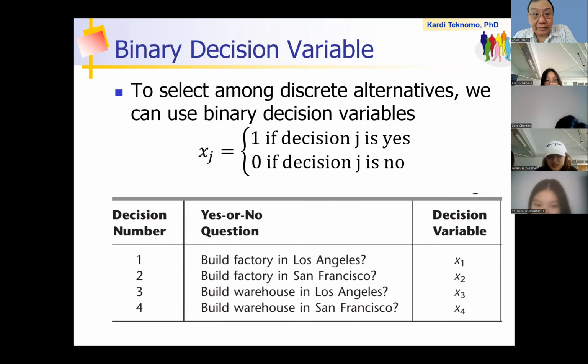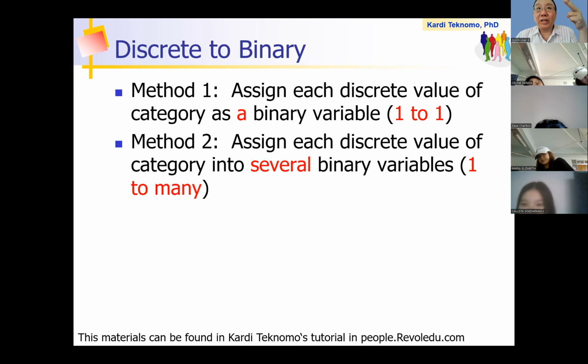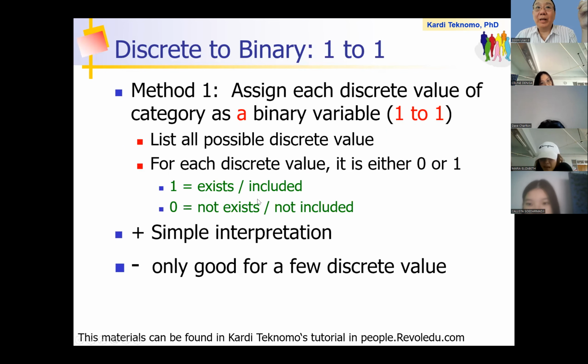So next, you can read this in my tutorial. Say you have many discrete values. If your variable involves discrete values, there are two methods. One is to assign each discrete value of the category as one binary variable. So this is 1 to 1. The second method is to assign each discrete value of the category into several binary variables. That means 1 to many. So I'll give you an example.